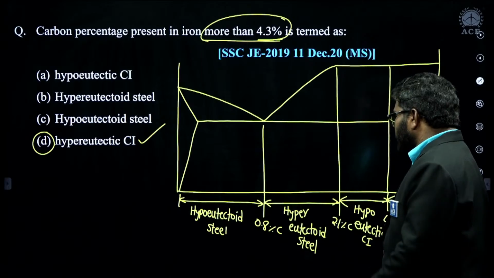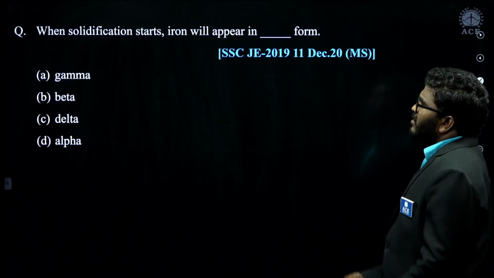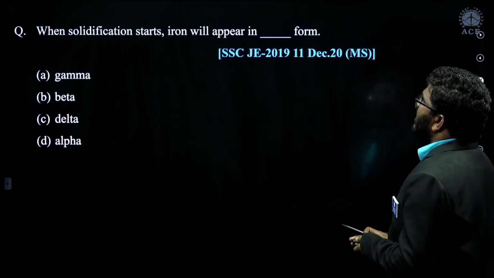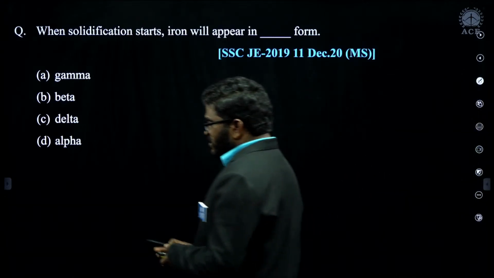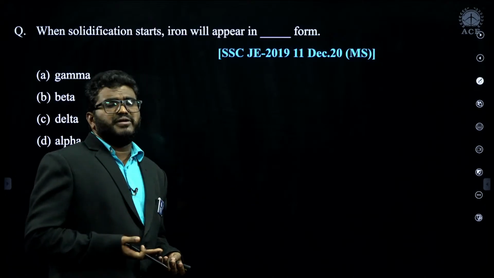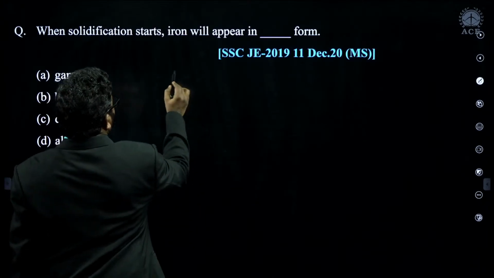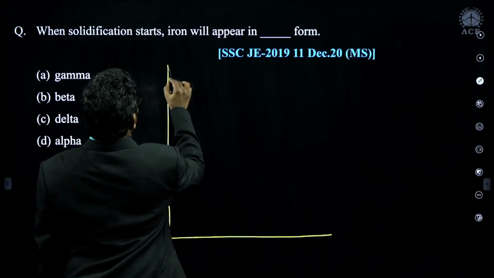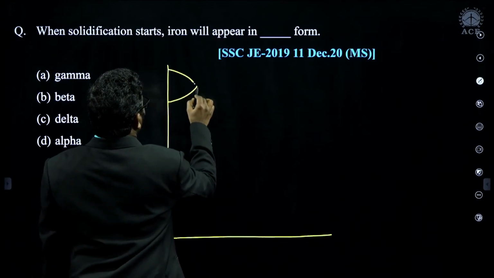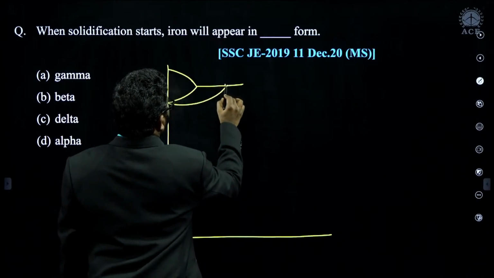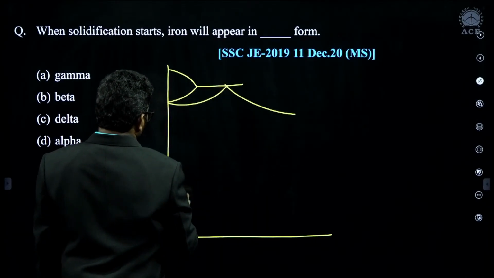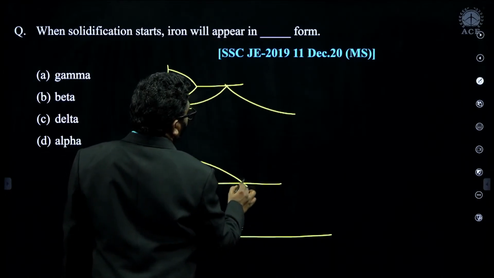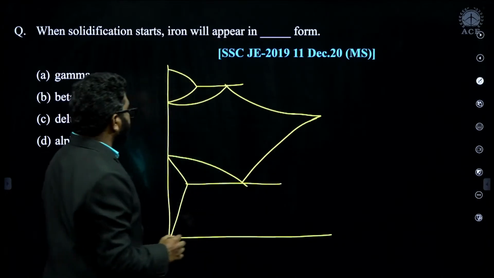It's a very simple basic question. Now, when solidification starts, iron will appear in which form? So many questions from the iron cementite phase diagram I am discussing now. Listen carefully. This is the partially drawn diagram.